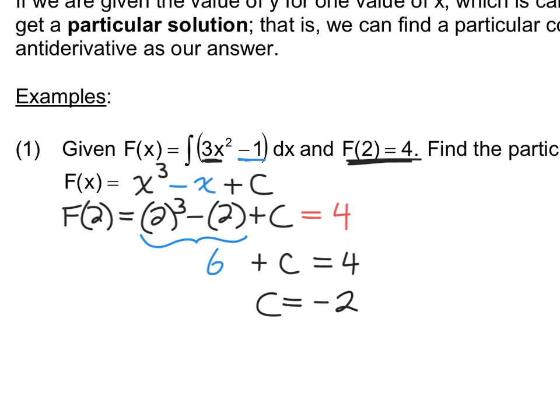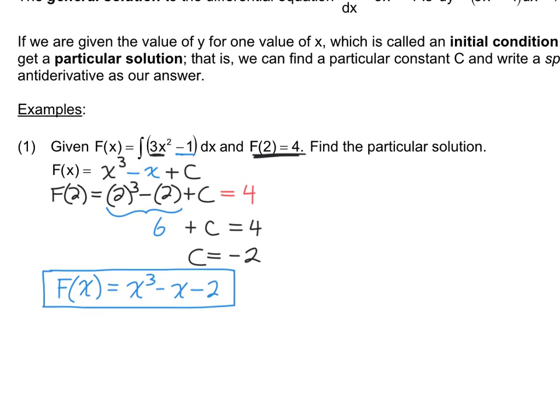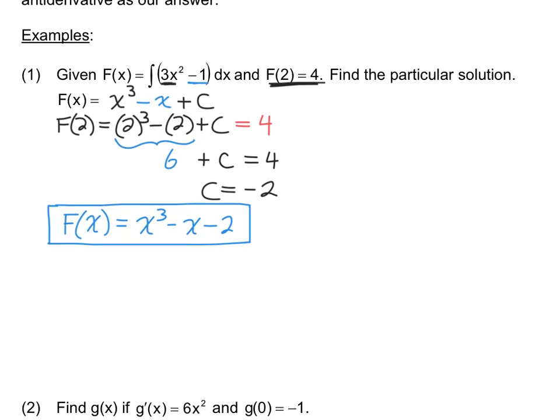We wouldn't just leave it at that, because I need to state my particular solution, which would be f of x equals x cubed minus x. Instead of the plus c, I would say minus 2. All right, so based off of that condition, we know that the function whose derivative is 3x squared minus 1 would be this. If I take the derivative of this, I would get that.